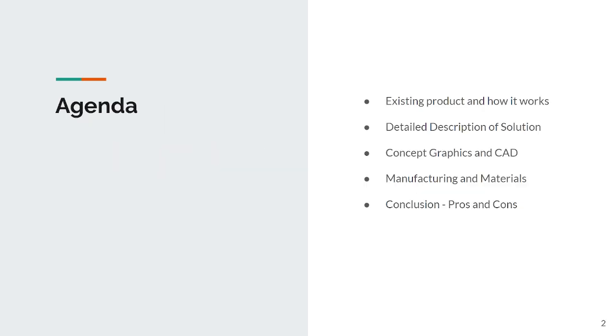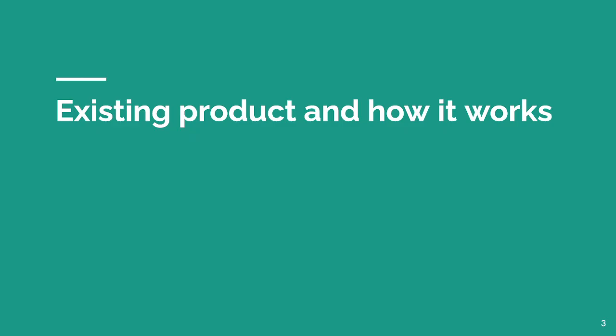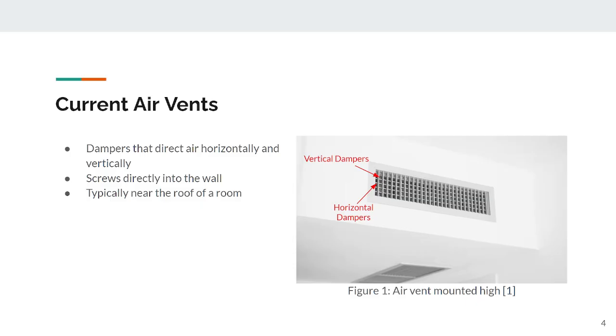Here's a brief overview of what I'll talk about today. So, what is the existing product and how does it work? Air vents direct air from the air conditioning unit into the various rooms of a house or apartment. They typically have dampers that direct air both horizontally and vertically, as you can see from the figure on the right. They're typically screwed directly into the wall and are frequently mounted high up in a room.